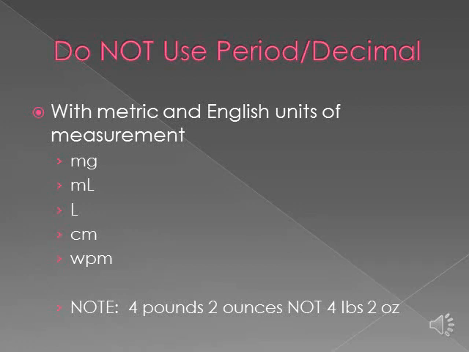The first reason not to use a period or decimal point would be with metric and English units of measurement, such as milligrams, abbreviated as mg, milliliters, liter, centimeters, words per minute. Note, however, 4 pounds, 2 ounces, we do spell out pounds and ounces with statistical information and English measure. We'll learn this down the road, but just so you know, we don't abbreviate pounds and ounces in this situation. So again, don't use periods or decimal points in between our letters when we're using metric and English units of measure.